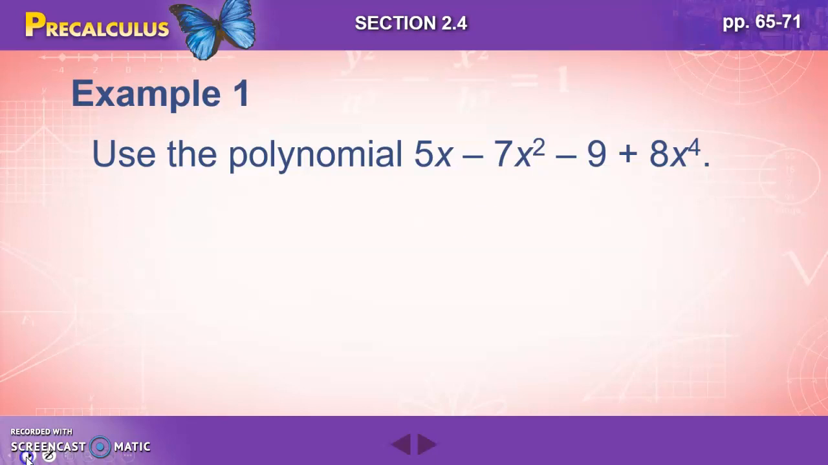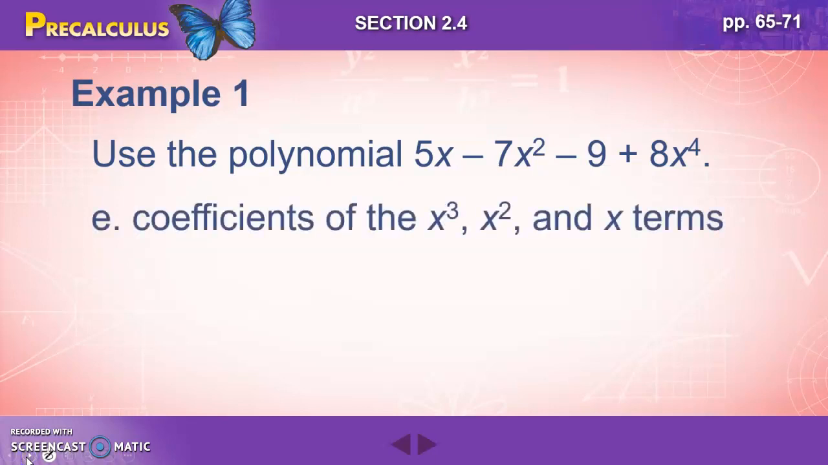Keep looking at that polynomial and see if you can identify the coefficients of the x cubed, x squared, and x terms. You should see there's not an x cubed term, so the coefficient must be 0, because 0 times x cubed would be 0. We won't see it. And our x squared and x terms coefficients are negative 7 and 5.